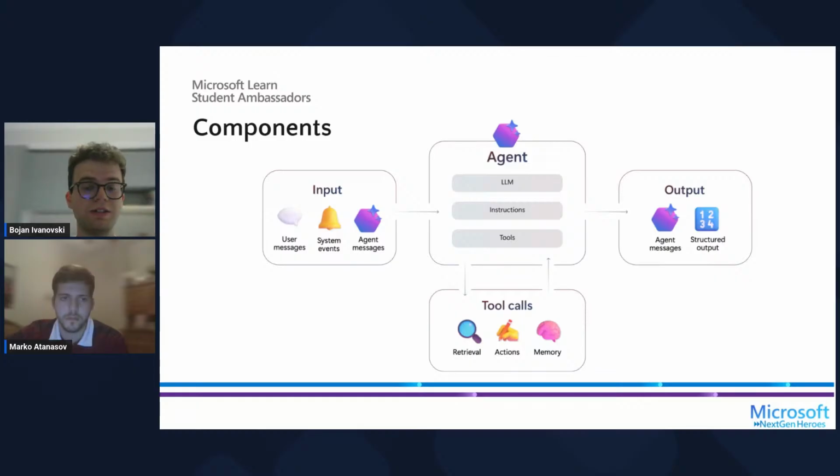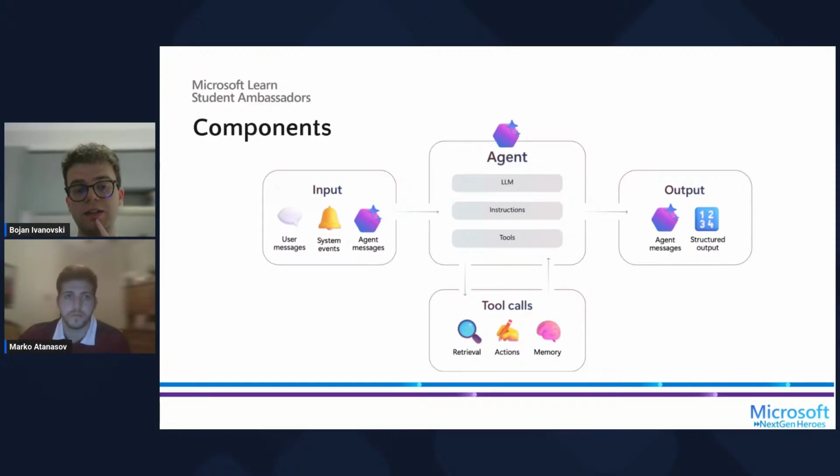Then, as you can see in the middle, we've got the agent itself, built on an LLM model, driven by instructions you define, and equipped with tools you give to it. And on the right, finally, we have the output, either agent messages or structured data. And below, you can see the tool calls. So you have the retrieval, the actions, and the memory tool. These are the tools that make the agent actually do things, not just talk to us. So basically, it's one of the most important things in this diagram.